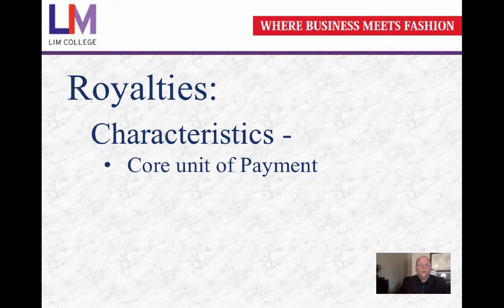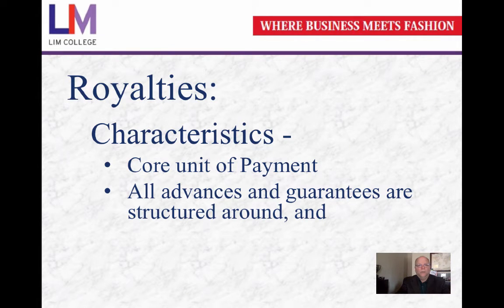Royalty characteristics: royalties are the core unit of payment. All advances and guarantees are structured around what the royalties are. The first thing you're going to negotiate within your licensing agreement is royalties, and then your advances and guarantees are all going to be structured and based upon what the royalty rate is. All three are negotiable. You can have just royalties, you can have royalties and guarantees, or you can have royalties, guarantees, and advances. But the core unit of payment is always known as royalties.